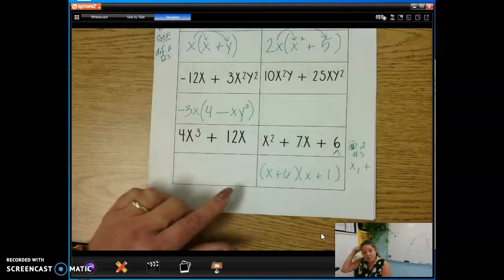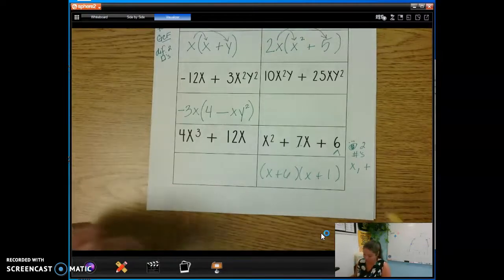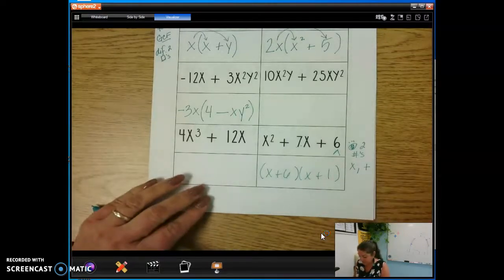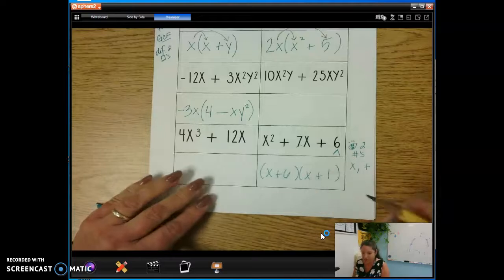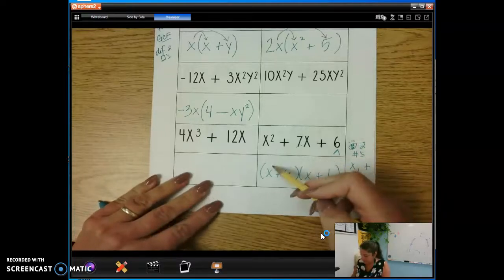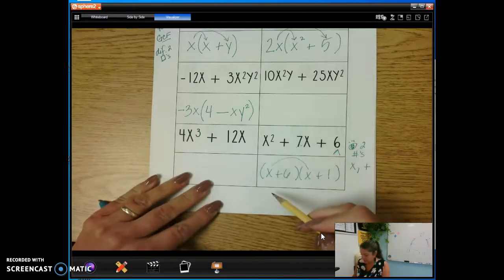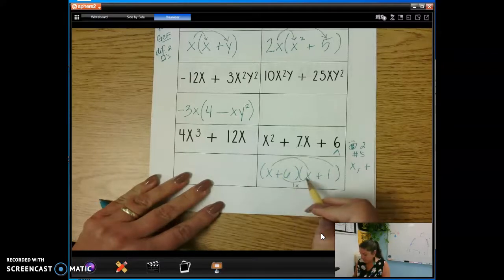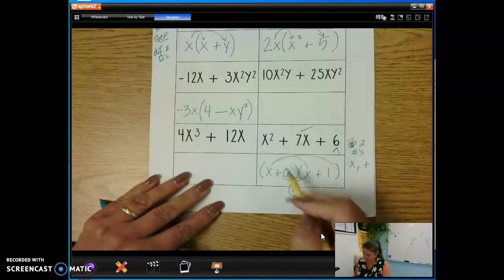So if you were to double distribute, which you may have been taught is called FOIL, you get X squared, plus 1X. When I do this, I get a 6X, so there's my 7X. And then 6 times 1 makes 6. Okay? All right, let's do that again.